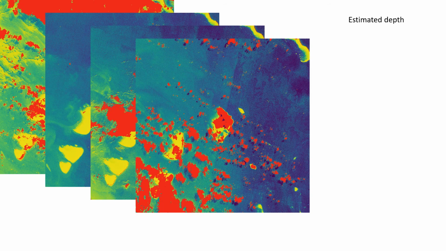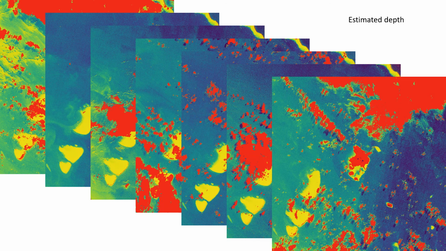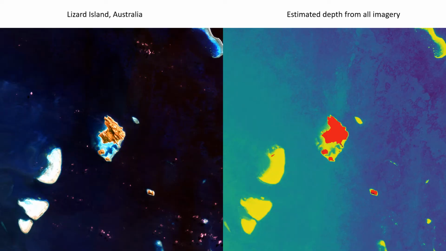Once the imagery has been pre-processed, atmospheric correction is used to remove the effect of the atmosphere and estimate the reflectance of the water body itself. And this reflectance is what is inverted in the bathymetric model to estimate the water depth. This is done on a per pixel basis for each image. And then in the end, the results from each individual image are combined to produce a single ensemble depth estimate for each pixel, along with a per pixel 90% confidence interval.